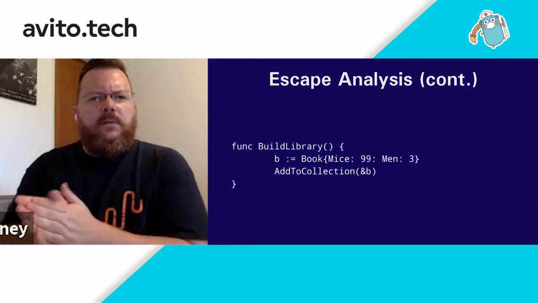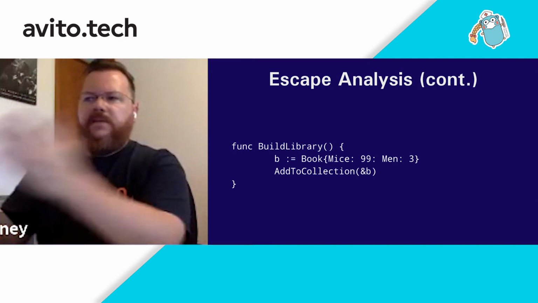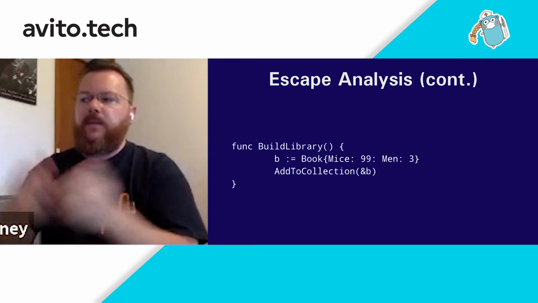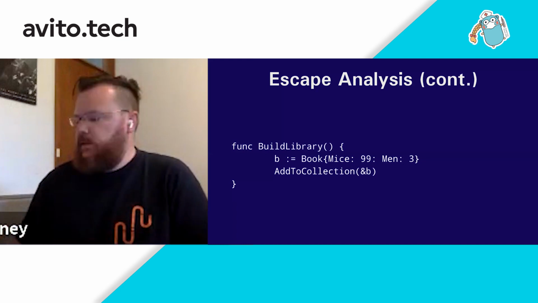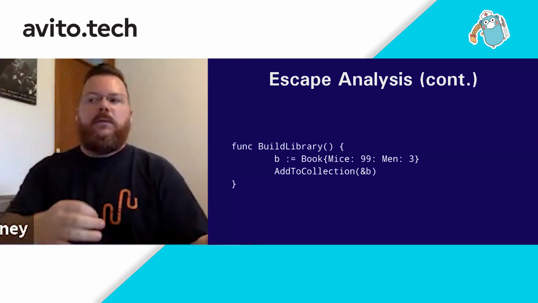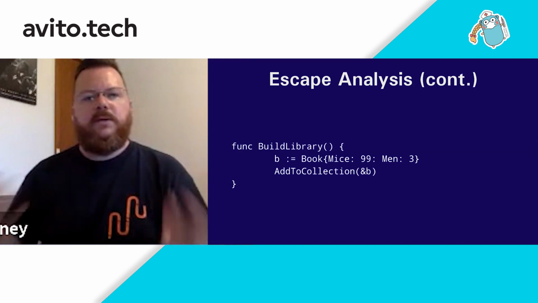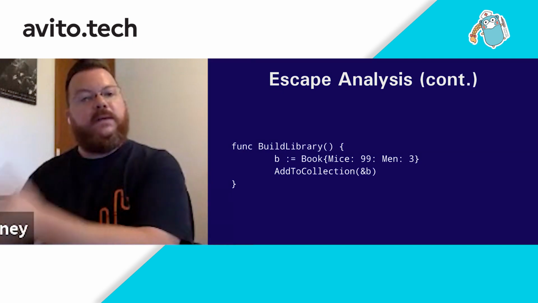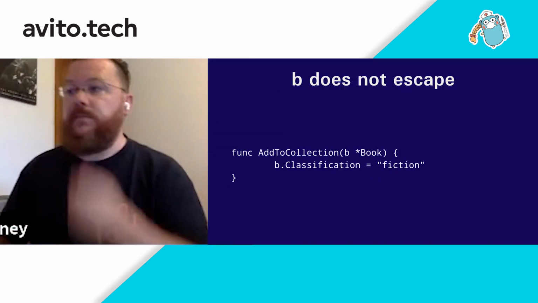So let's consider a slightly different version of this. We have this thing called buildLibrary, which makes a book, as it said, and we pass the address of the book into this function called addToCollection. So previously we were returning the address of B. Now we're taking the address of B and giving that to another function. So the question is, does B escape to the heap? And the answer is, it depends. It depends on what addToCollection does with that pointer to a book.